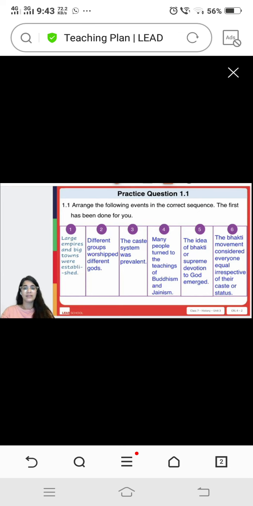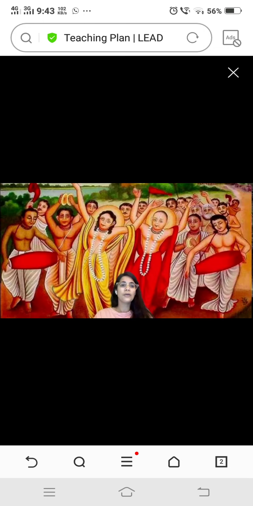The fifth is that the idea of bhakti or supreme devotion to God emerged. And the sixth is that the Bhakti movement considered everyone equal, irrespective of their caste or status. So today we learned how different religious ideas developed in the 7th century with the emergence of new empires, towns, and cities. We also learned more about the Bhakti movement.